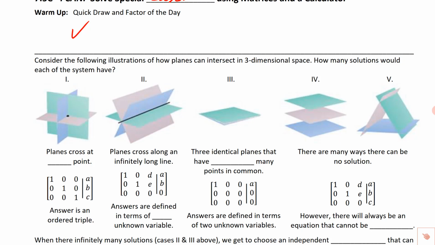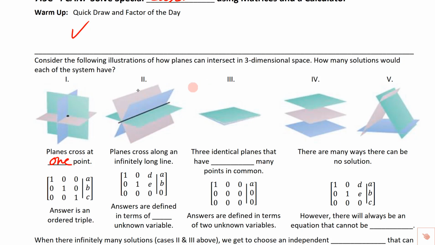I've got 5 different cases of the way things can happen, and I think we've looked at this before. So this is what happens most of the time. We like it when that happens. If that happens, then we end up with them crossing at one single point. We're used to this reduced row echelon form right here, and we write down the answer as an ordered triple. That's what happens most of the time.